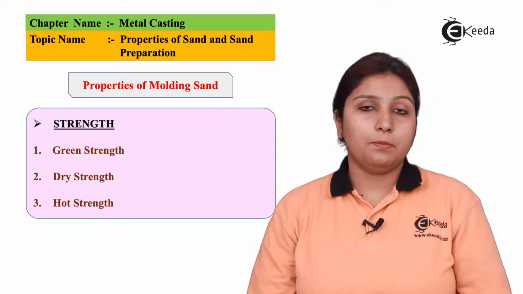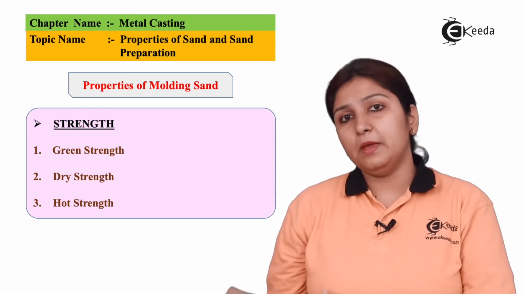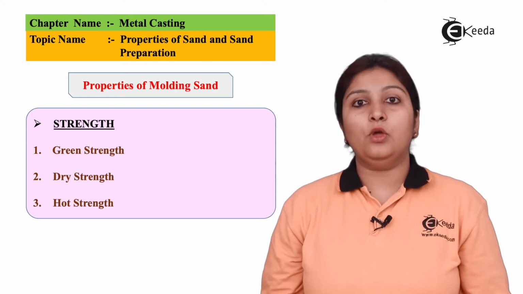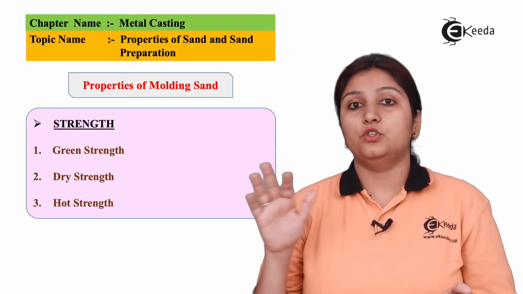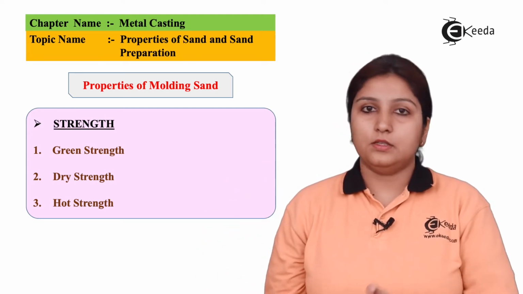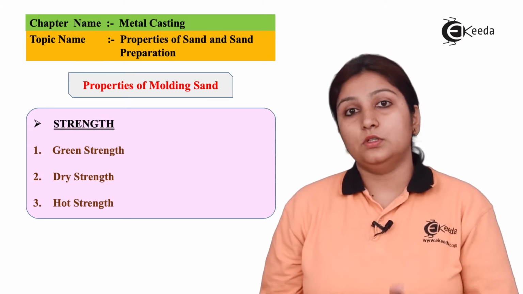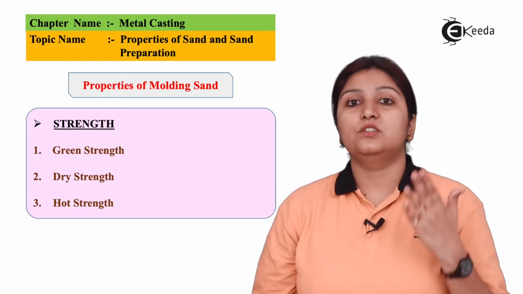So we'll see it one by one. There are some basic properties of a sand. It should be high in strength, it should be flowable, it should be collapsible, it should have the refractory property, etc. So we'll see it one by one. The first and the major property is strength.